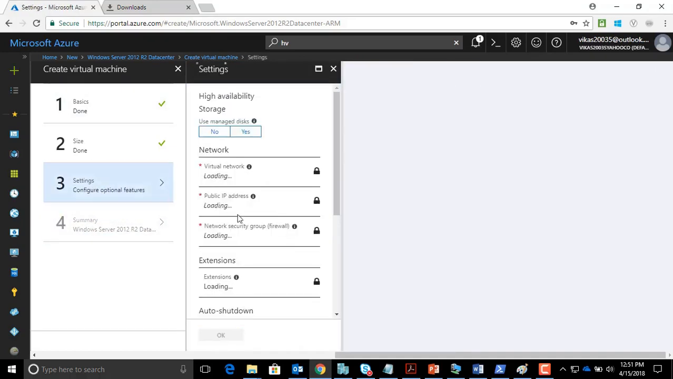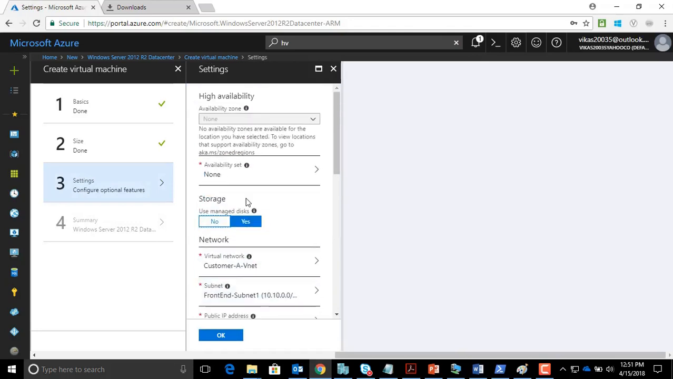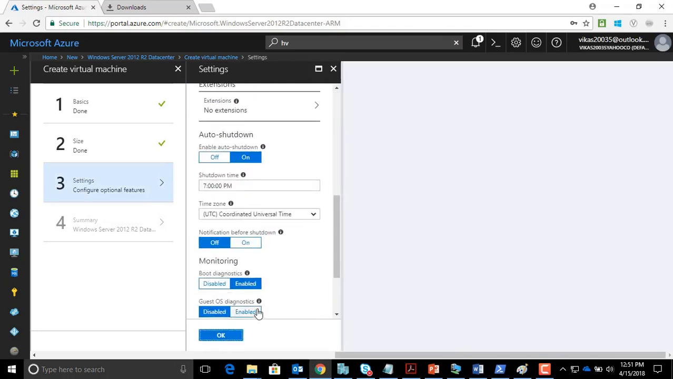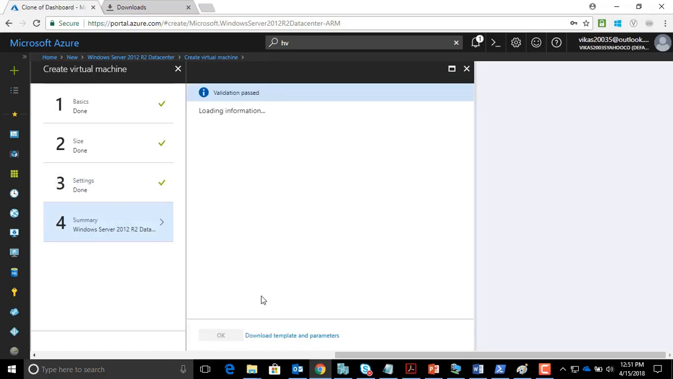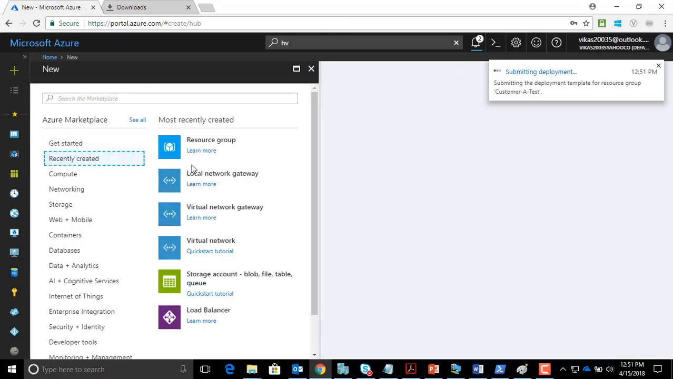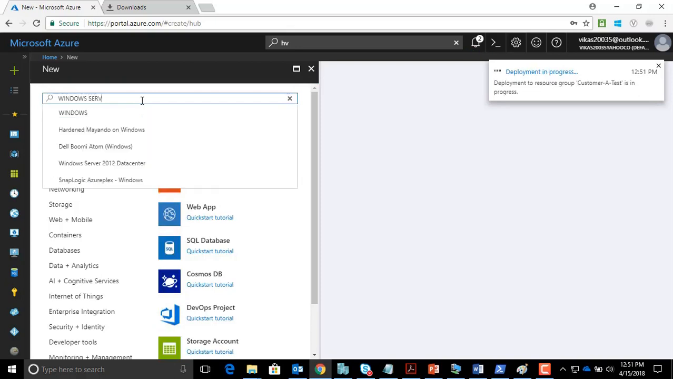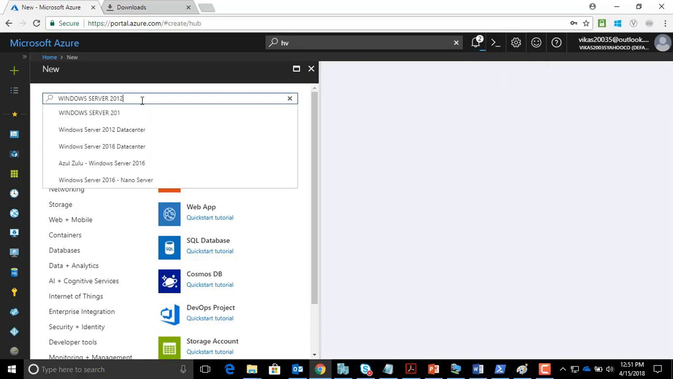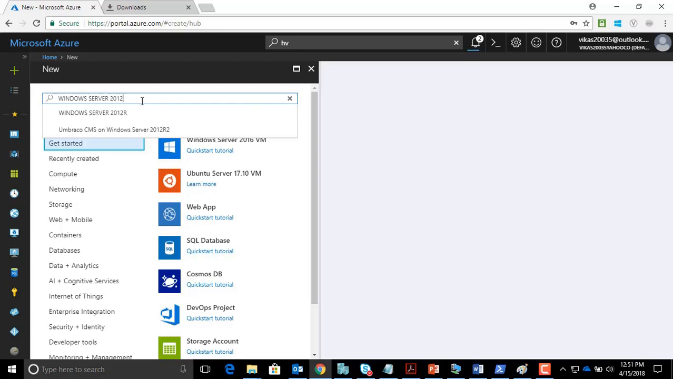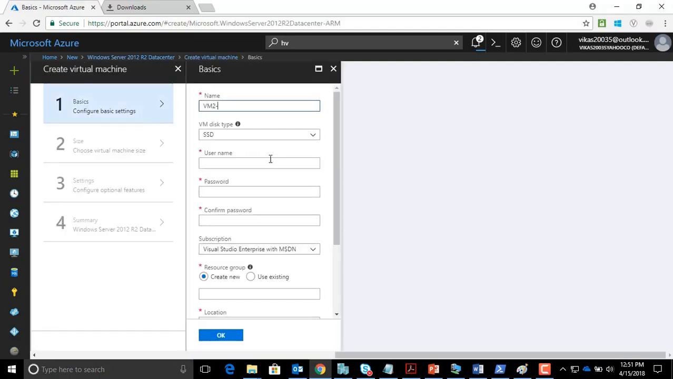And just one thing more I would like to show you. This will be a front-end virtual machine, VM number 1. In the same way, I'm going to spin up another virtual machine, VM number 2, which is in subnet number 2.